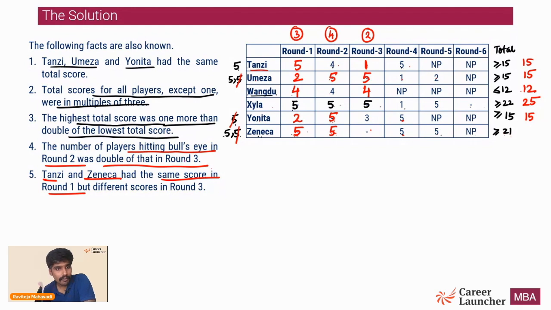But can he have a 1 in round 3? T and Z had different scores in round 3 because T has taken away that 1. We can be very sure that Z must have scored 4 points here. As a result, his total score is 24. And if X has 5, 5, 5, 1 plus 5, this is 21. His total score is 25. This is 4. So we have been able to fill the entire table.